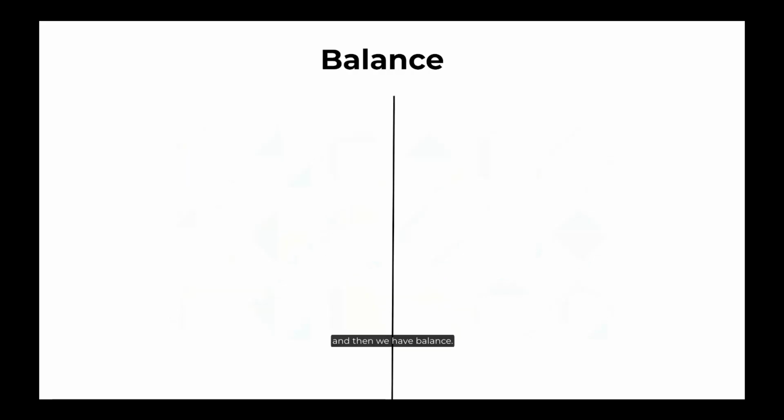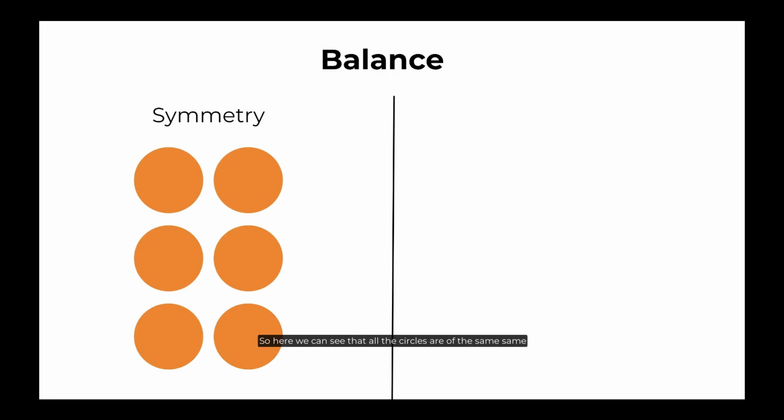And then we have balance. So in balance, we have two ways. One is symmetry, which is the correct one for balance, and another one is asymmetric, which is not the right way. So under symmetry, let us look at an example.